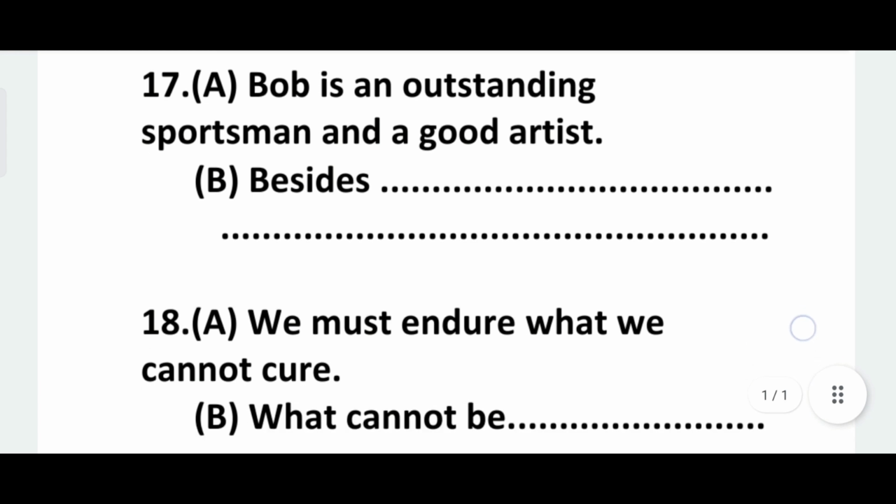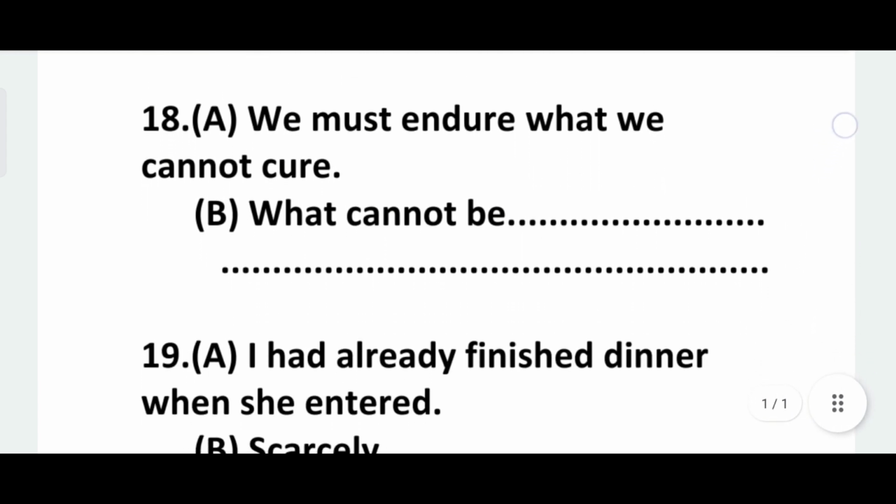Question 18, another common question. We must endure what we cannot cure. What cannot be cured must be endured. Full stop.